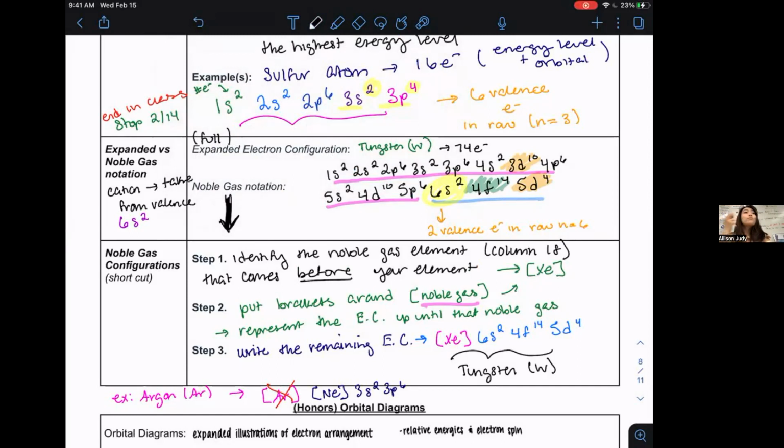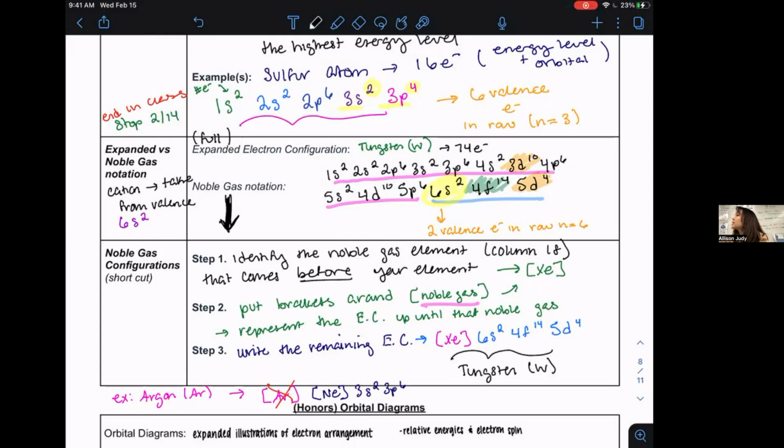So when you remove electrons to form a positively charged atom, you remove from the valence, the highest energy level, and then you go down. Then you remove from the 5D, then from the 5P, then from the 4D or the 4F. It gets weird. It gets weird.